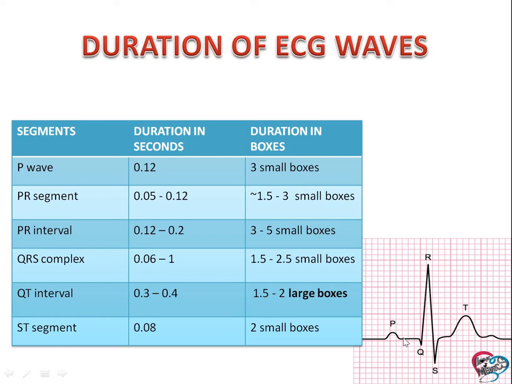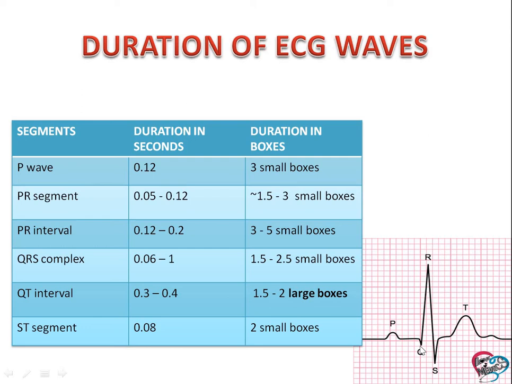PR interval. This is the PR segment from the end of the P wave to the Q wave, and the PR interval means from the start of the P wave to the Q wave. The duration of the PR interval is 0.12 second to 0.2 second. It means 3 to 5 small boxes.